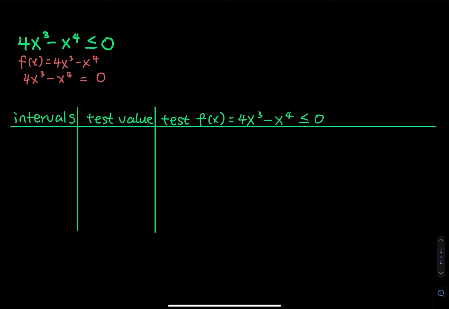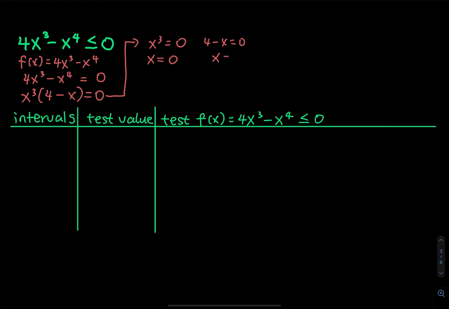Now we factor our GCF, greatest common factor, which is x to the third, and then you have 4 minus x equals 0. Using the zero product property, let's solve for x. We have x to the third equals 0. We have 4 minus x equals 0, actually we don't need the parenthesis anymore. So this is x equals 0, and this is x equals 4. And they are my key numbers.